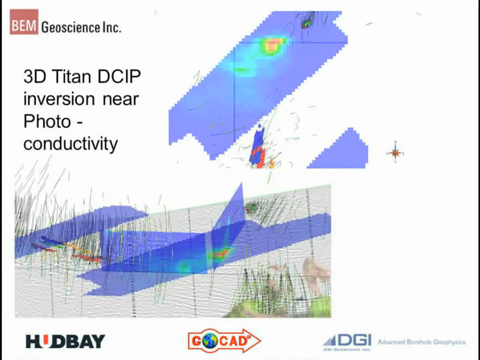And this is the same 3D Titan DCIP inversion conductivity model, and this is just up where Photo is, and there are some conductors there, just southwest of Photo. And same in this image down here, you can see some sections through that model. You can see it's a little bit deeper.